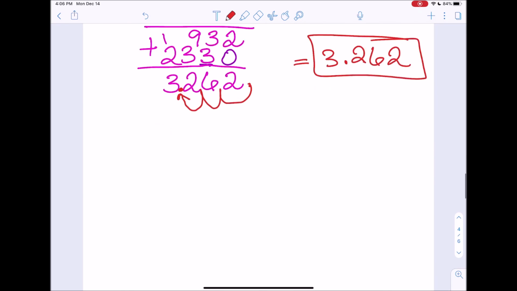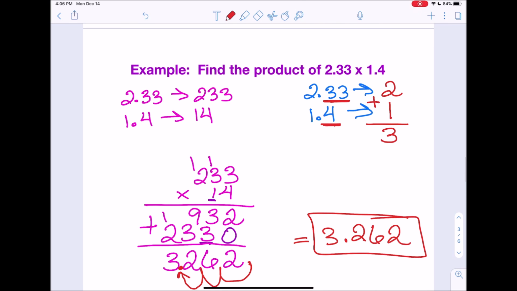Okay, so those are the examples on how to multiply decimals.